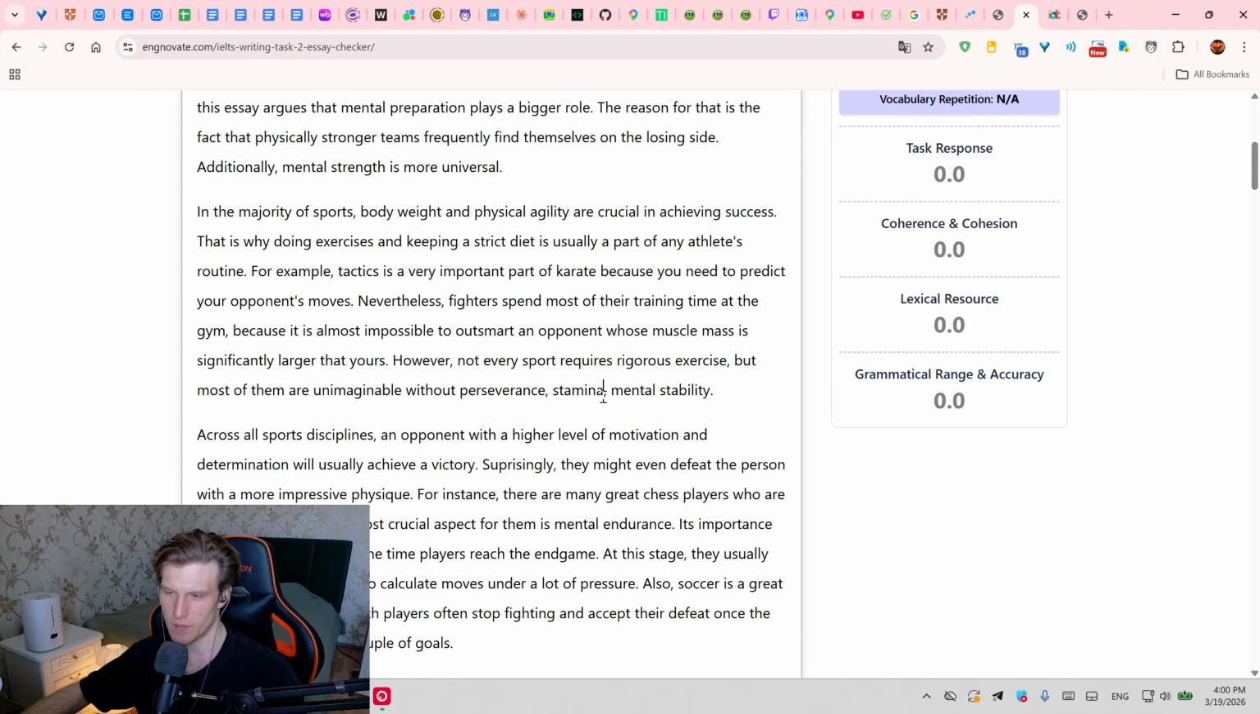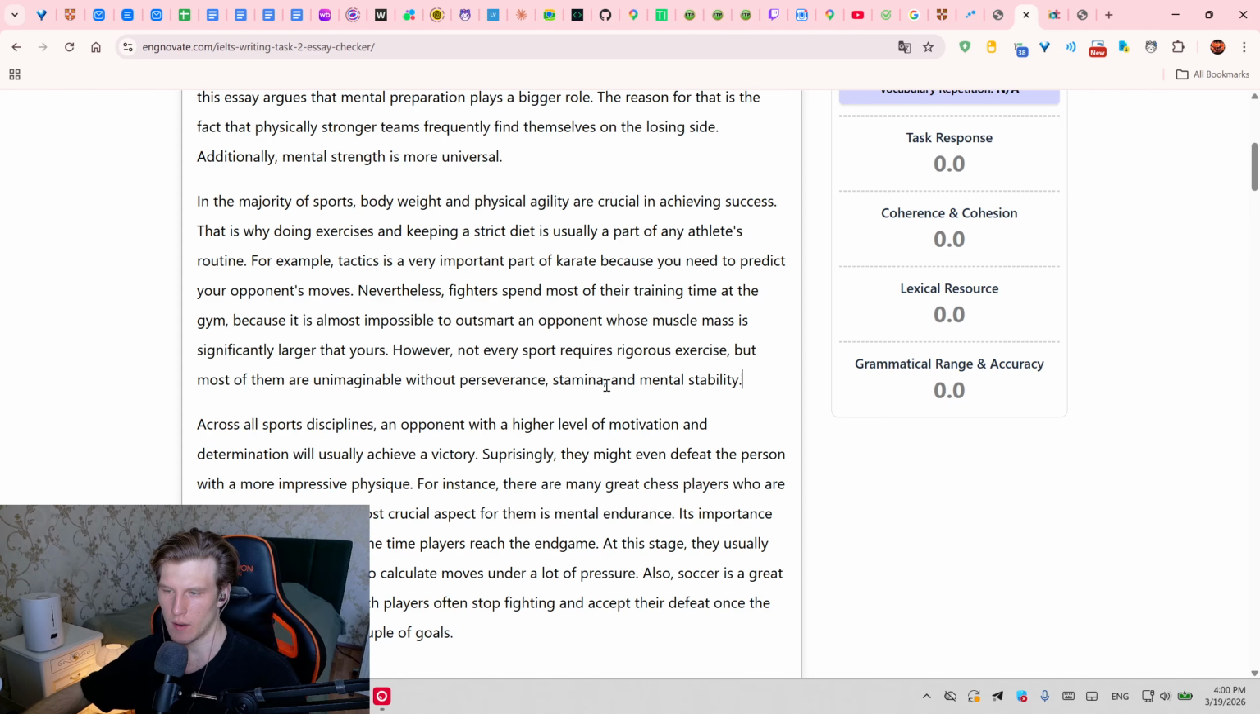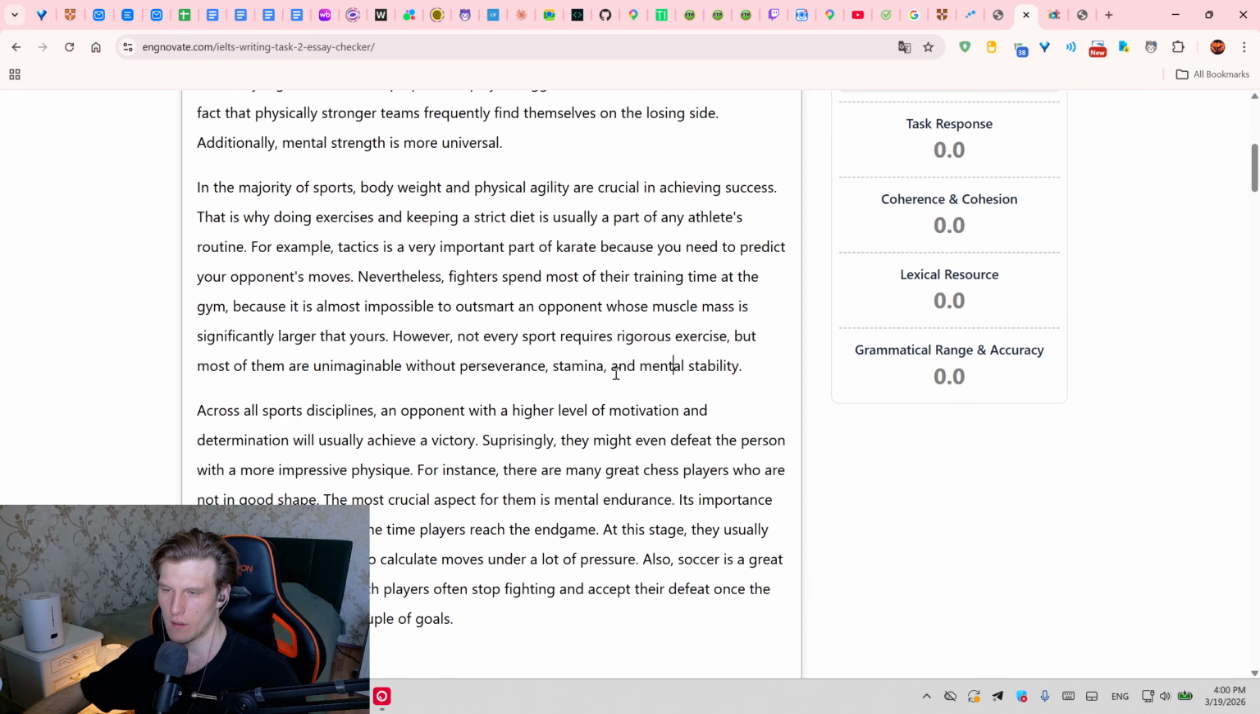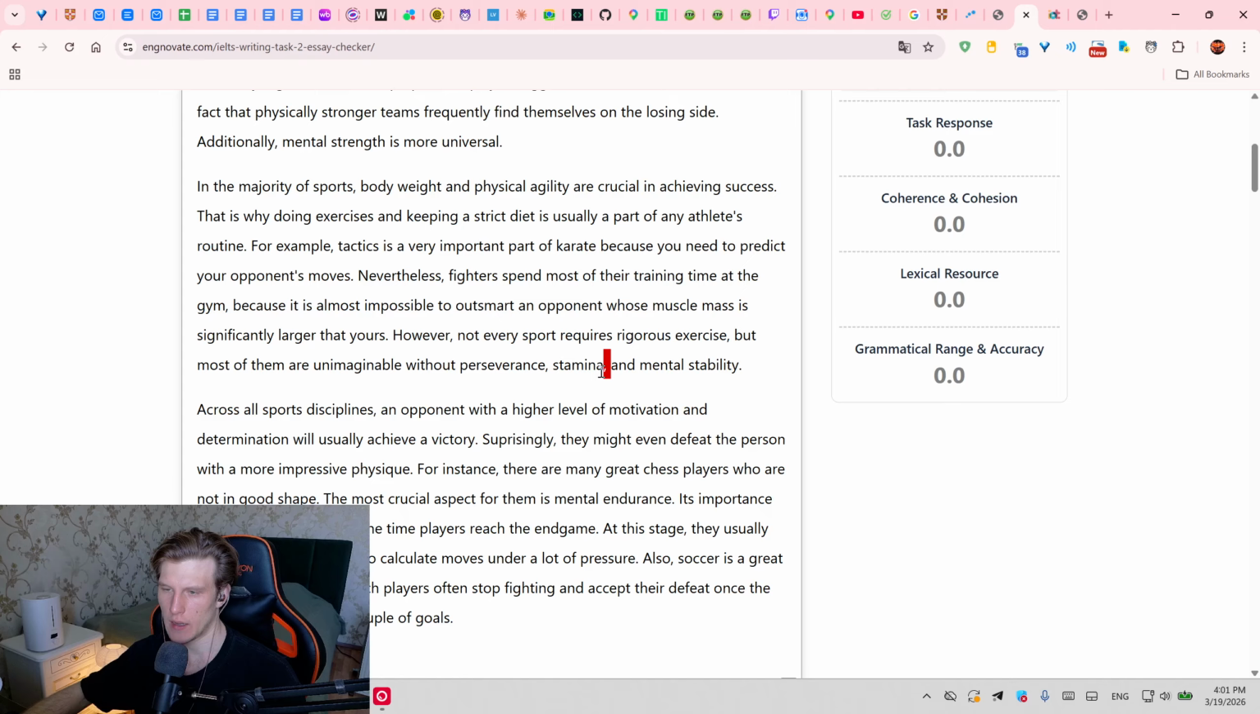Mental stability. Mental stability. This is called the Oxford comma, by the way, in case you didn't know. And in formal writing, it is recommended you put it before "and" if you have three or more items.